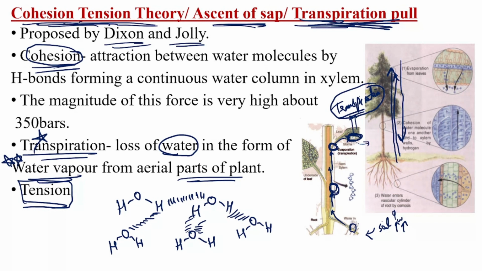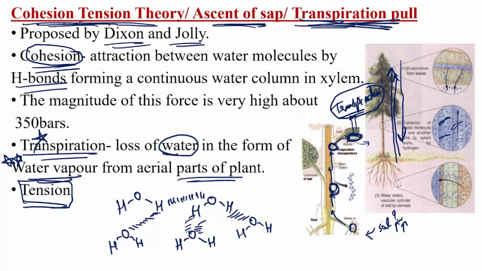Okay, you can see here evaporation is taking place in the leaves, that is causing the tension in the leaf region. You can see how in the xylem tracheids, which are xylem vessels, separated by these perforation plates, water is in the form of a column. It is rising in the form of a column. That's because of these strong hydrogen bonds.